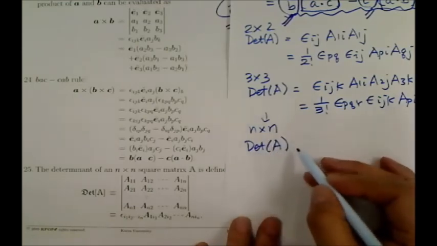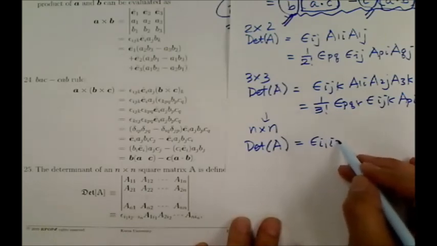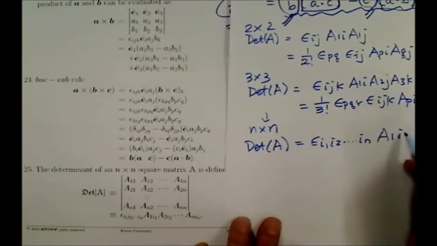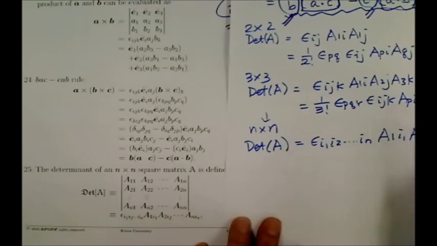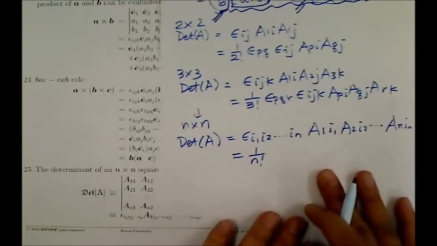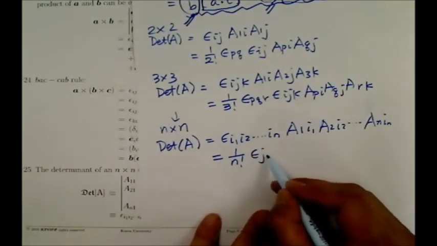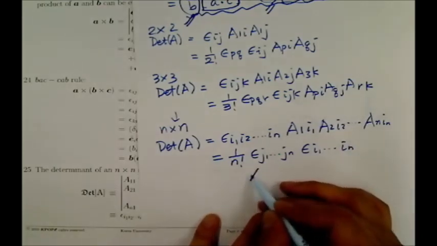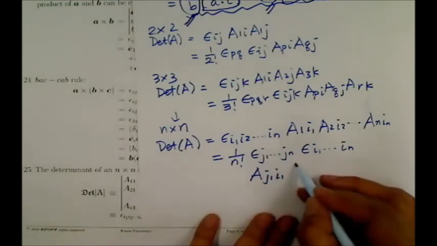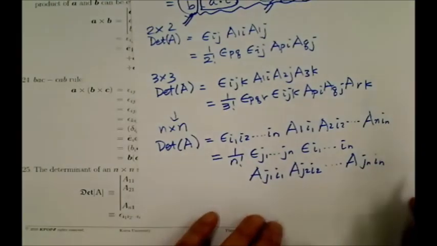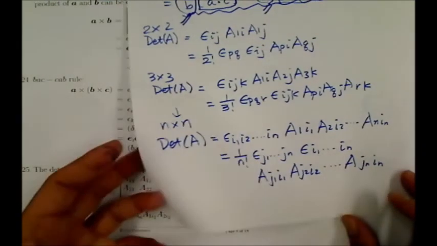The determinant of A for an n by n matrix is epsilon i1, i2, through in, times a_1i1, a_2i2, through a_nin. In a similar manner, I can factor out 1 over n factorial, epsilon j1 through jn, epsilon i1 through in, a_j1i1, a_j2i2, through a_jnin. This is the most general form of the definition of the determinant of A.